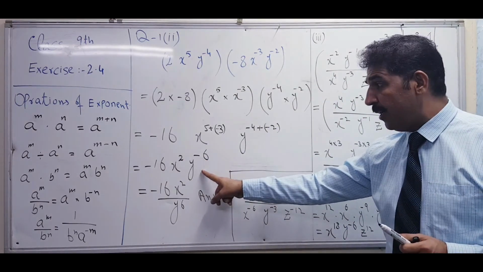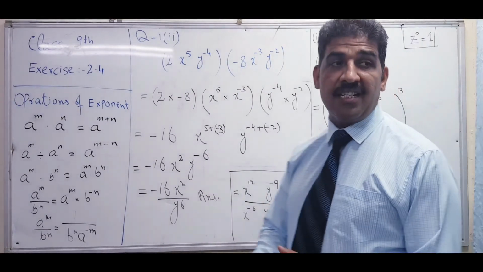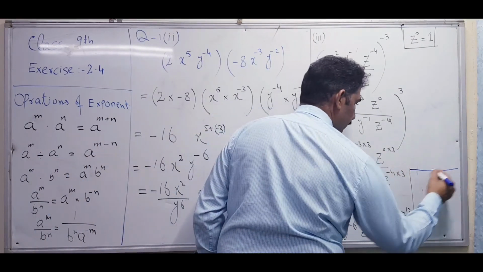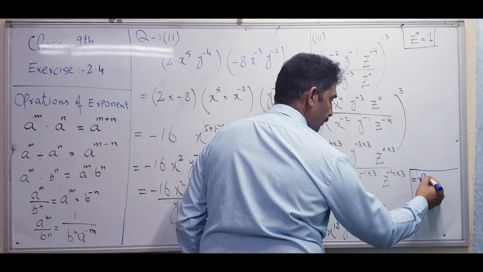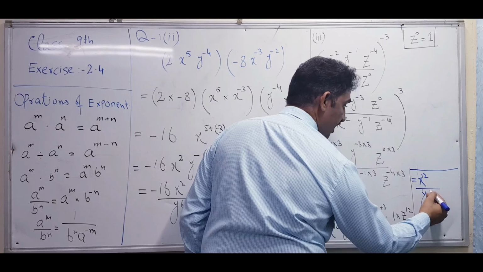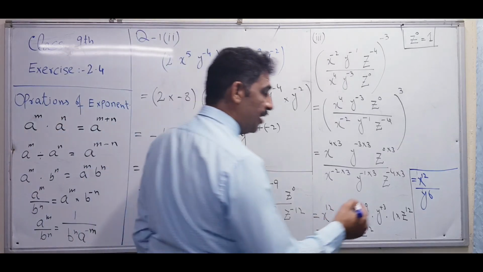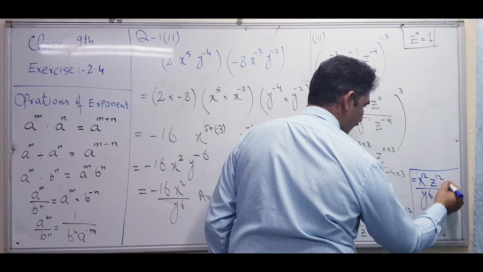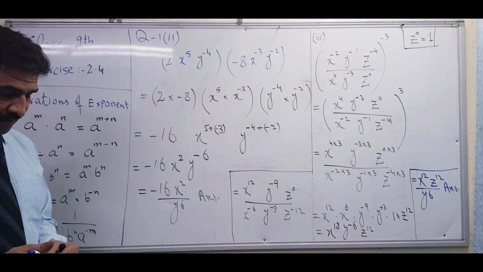How to make it positive here? Going to the denominator, so the exponent sign changes. The same procedure we have to apply here. X raised to power 12, same, and y is coming down, meaning the denominator, and z raised to power 12 is in the numerator, so it will remain the same. This is your final answer.